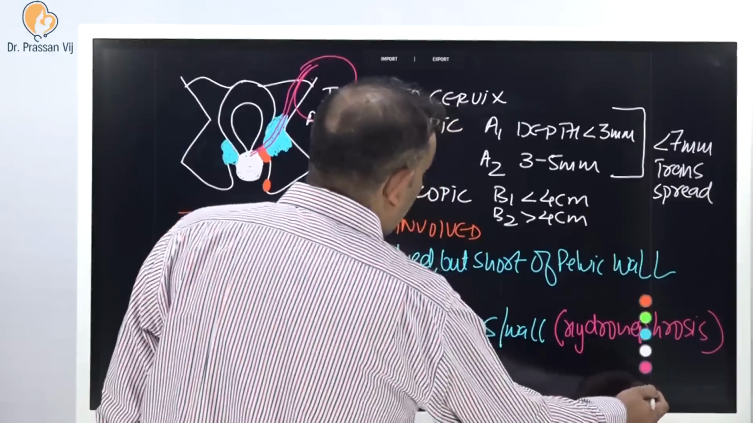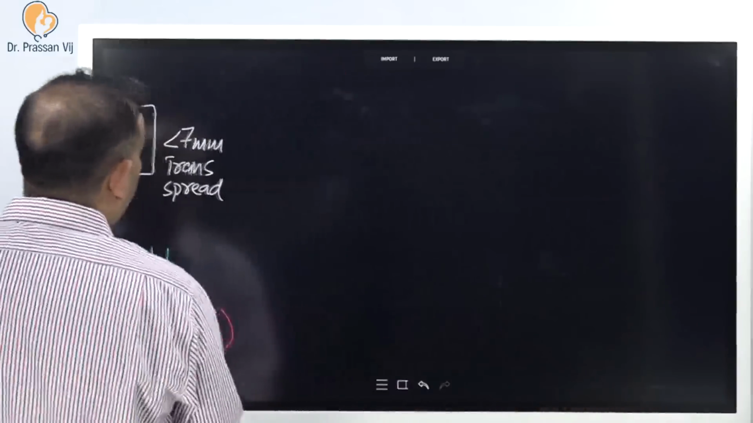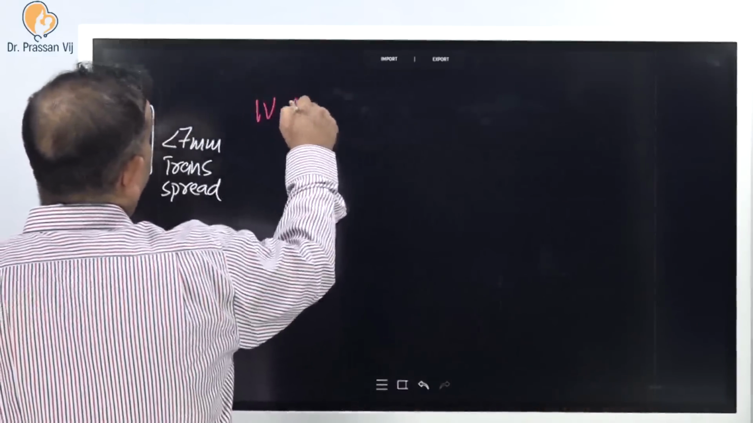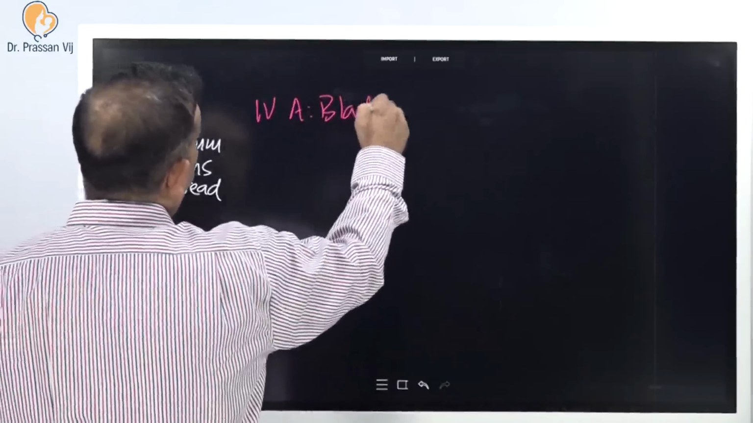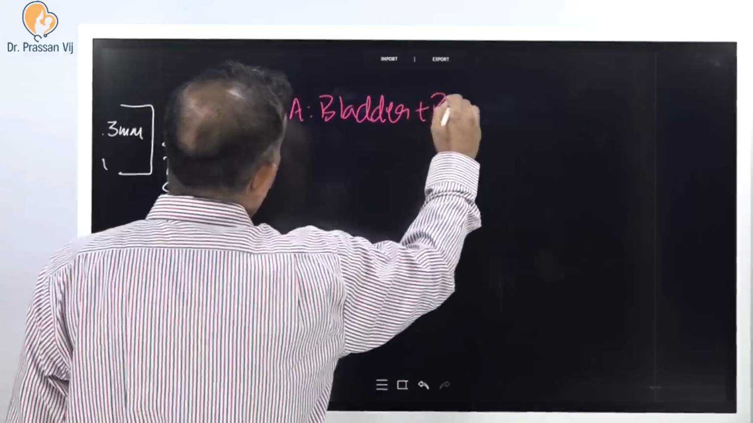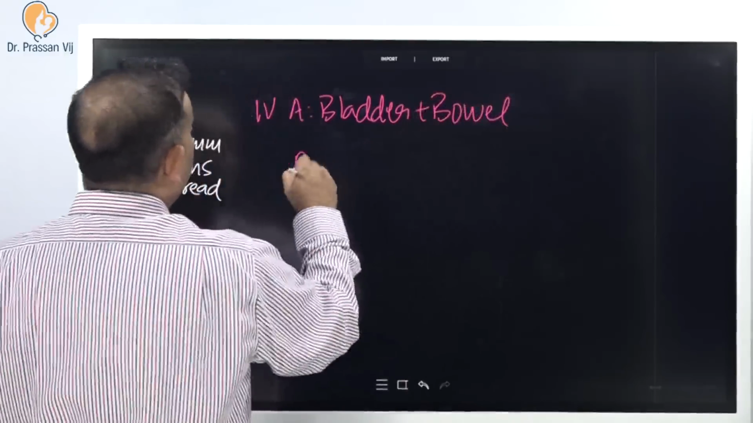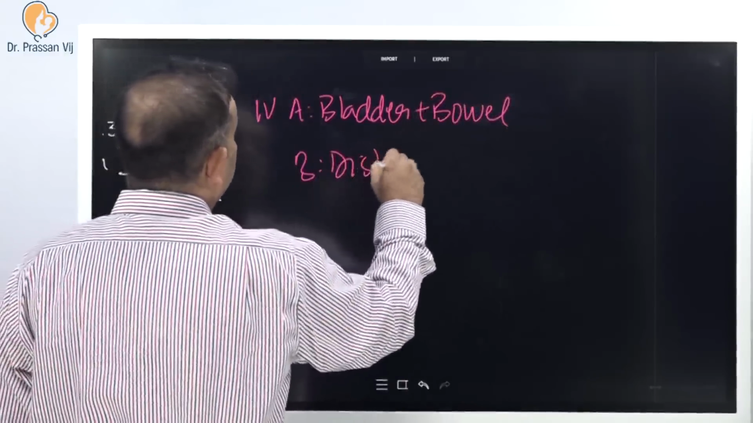Alright, so what is the next? 4A and 4B that are simple. 4A is bladder plus bowel involvement and 4B is distant metastasis.